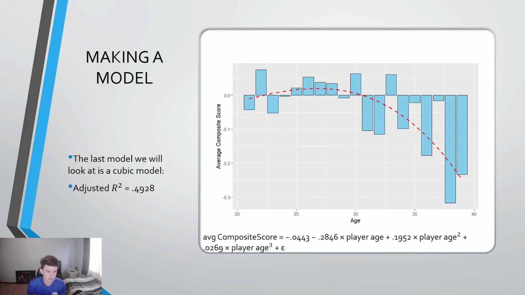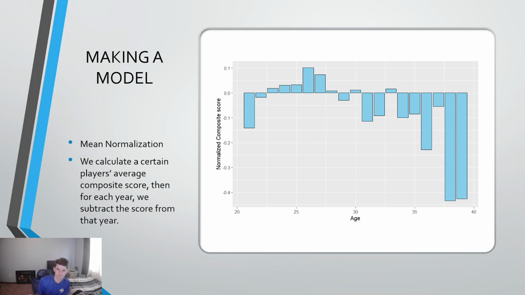There is one last thing that we can do for our data to make it easier to model on, and that is called mean normalization. To do this, we calculate a certain player's average score for their career. So instead of taking the average on age, we take an average score of each player's career, and then for each age in that career, we subtract the score that they get for that year. So say someone had a 2-year career, and one year they had a 0.1, and the other year they had a negative 0.1. Their average is going to be 0.